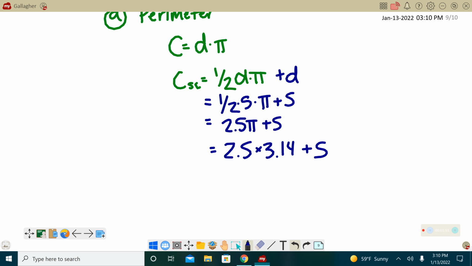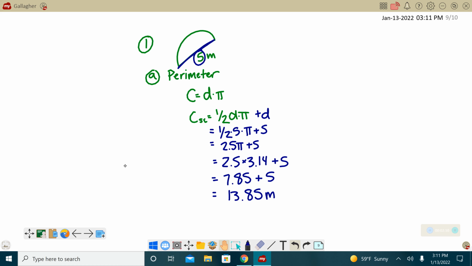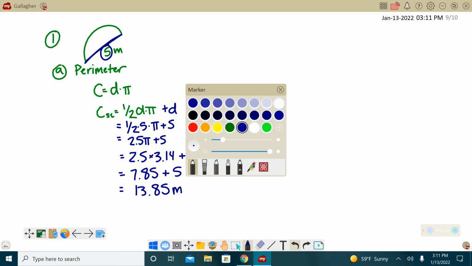And when you do this, you get 7.85 plus 5 more, which is 13.85, and this is a circumference measured in meters. So this is all for the circumference in part A. Now we are going to work on the area for part B.